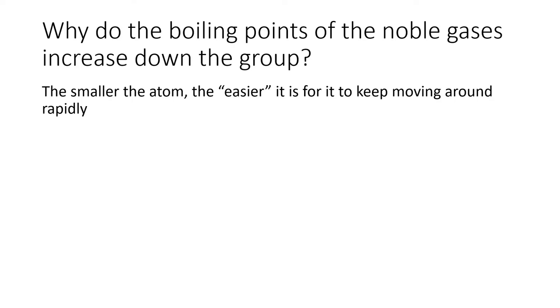Okay? Now do copy this down because this is quite a common exam question. Asked to explain the boiling points, it's simply because the smaller the atom is, the easier it is for it to keep moving around. So easier for it to be a gas. So it boils sooner at a lower temperature.